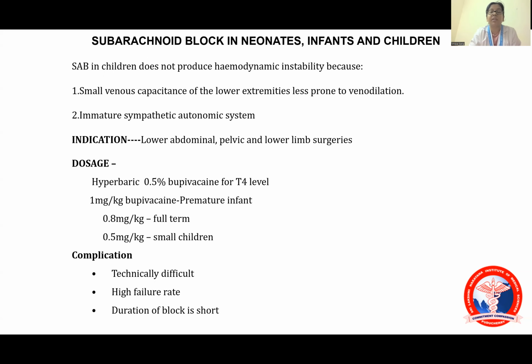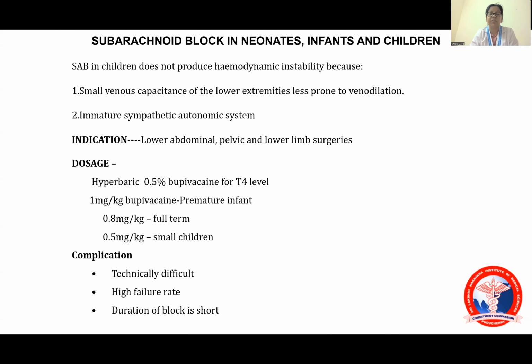Now, some words about subarachnoid block in neonates, infants, and children. Spinal anesthesia in children does not produce any hemodynamic instability. Why? Because of the small venous capacitance of lower extremities in children and the immature sympathetic autonomic nervous system. So, spinal anesthesia can be a beneficial mode of anesthesia in children. Indications are lower abdominal, pelvic, and lower limb surgeries. Hyperbaric 0.5% bupivacaine can be used up to T4 level of anesthesia.